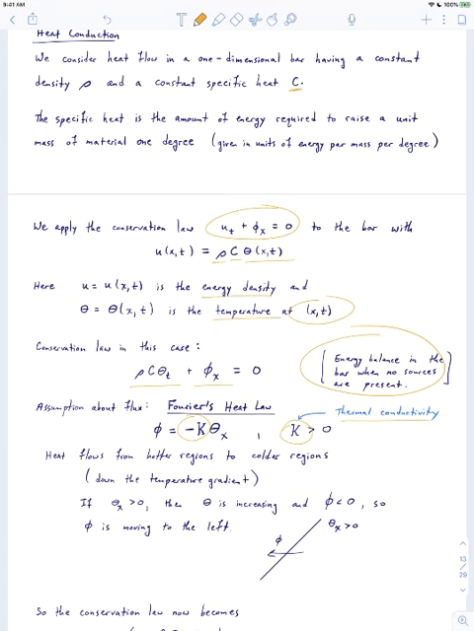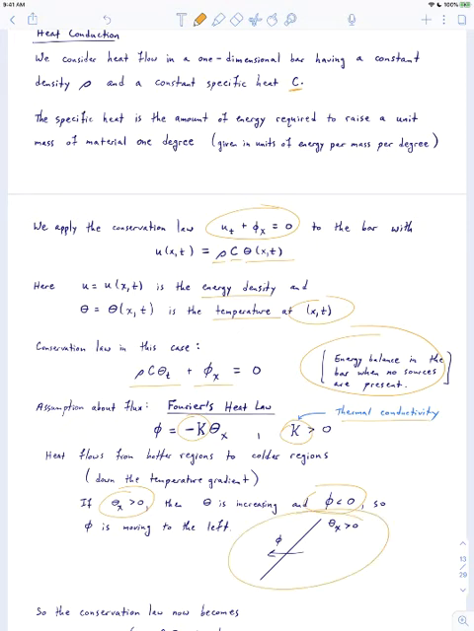That negative is here for the same reason that we had a negative before. Heat flows from hotter regions to colder regions. That is, it flows down the temperature gradient. If your partial derivative with respect to x is greater than 0, that means the temperature is increasing. And in other words, the flux is negative. The flux being negative means that it's moving to the left.